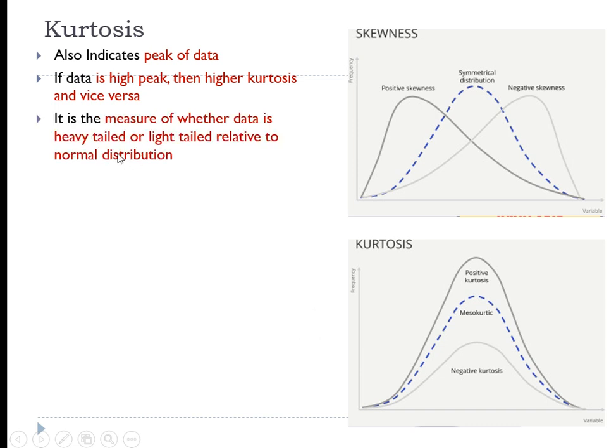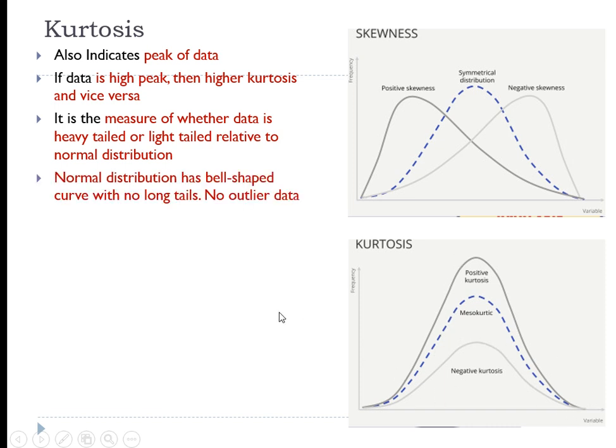So what you observe here is, if the data has a high peak, so for example there is a high peak here, we call it a positive kurtosis. If the peak is lower, we call it a negative kurtosis, right? Also you must observe the tails, right? In negative kurtosis, the tails are much longer as compared to the positive kurtosis. And this is what we call mesokurtic, which is actually called a normal distribution.